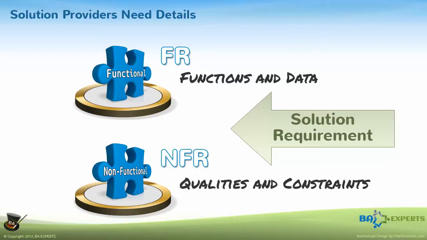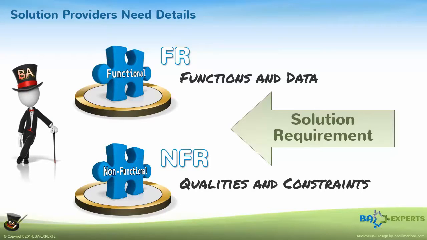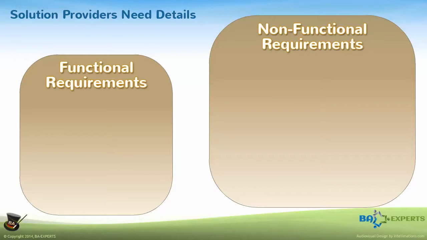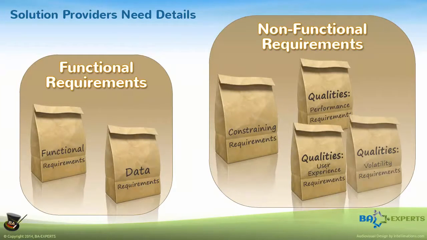As the one wearing the BA hat, you need to understand how each of these four dimensions affects the delivered application. An effective solution requirement defines only one. You need to package the solution requirements into related sets that define all dimensions the solution providers need to deliver the right product.